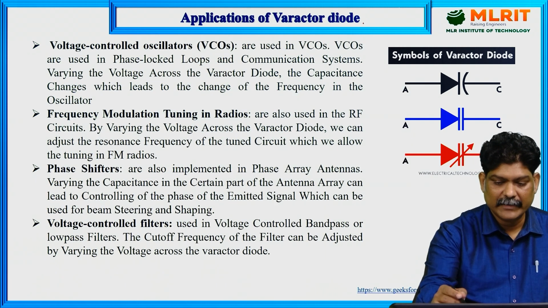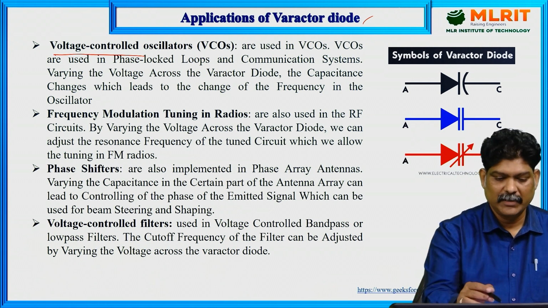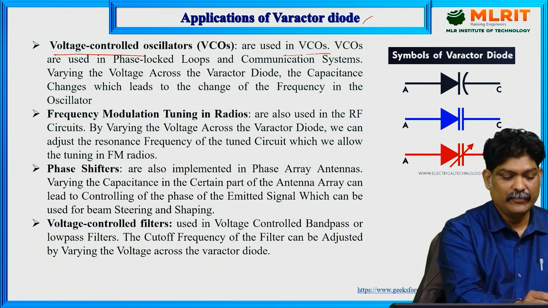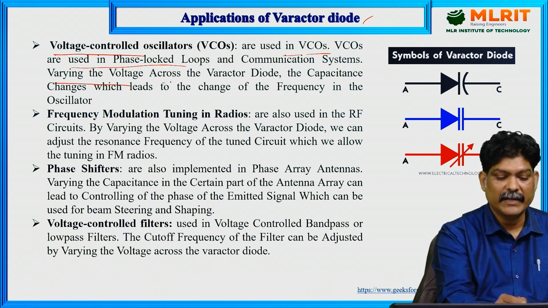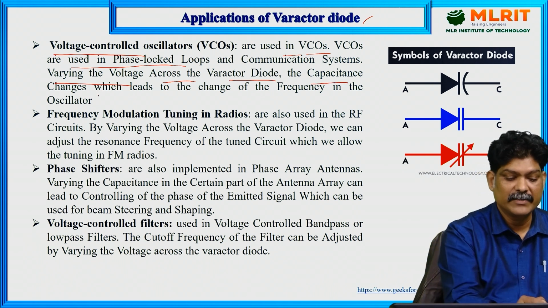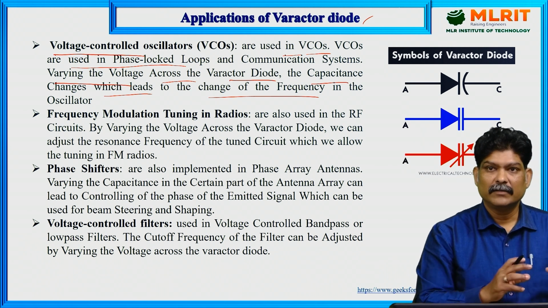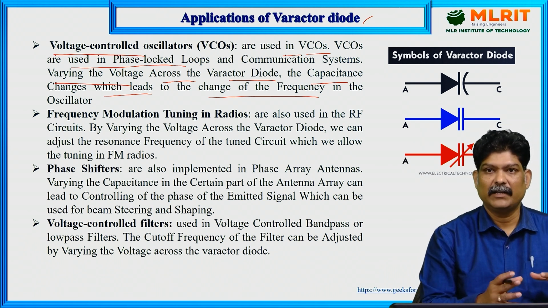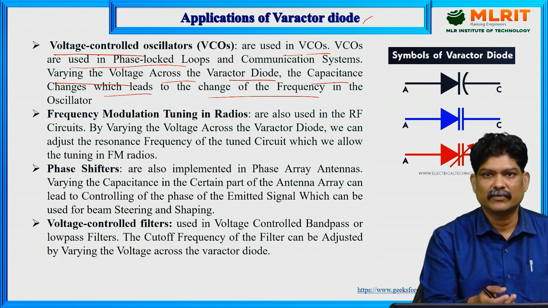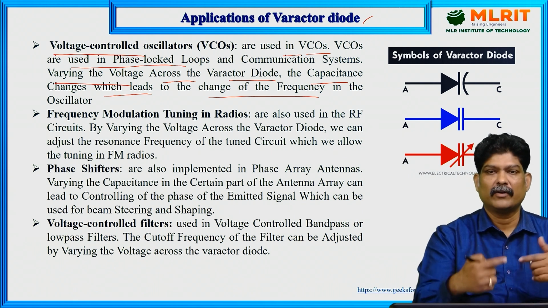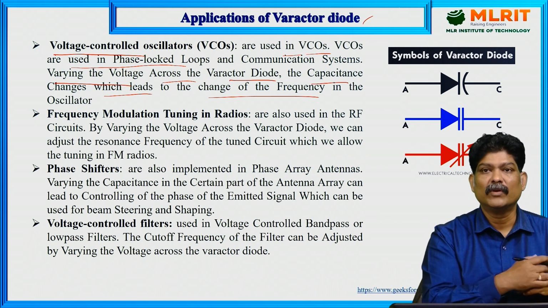Now, applications of Varactor diode. They are very much used as voltage controlled oscillators, VCOs. VCOs are used in phase lock loops and communication systems. By varying the voltage across the Varactor diode, the capacitance changes, which leads to a change of the frequency in the oscillator. Here again the frequency is related to the capacitance, so when capacitance changes, frequency also changes. So frequency of oscillations can be controlled by changing the capacitance of the Varactor diode. This will be useful in voltage controlled oscillators.